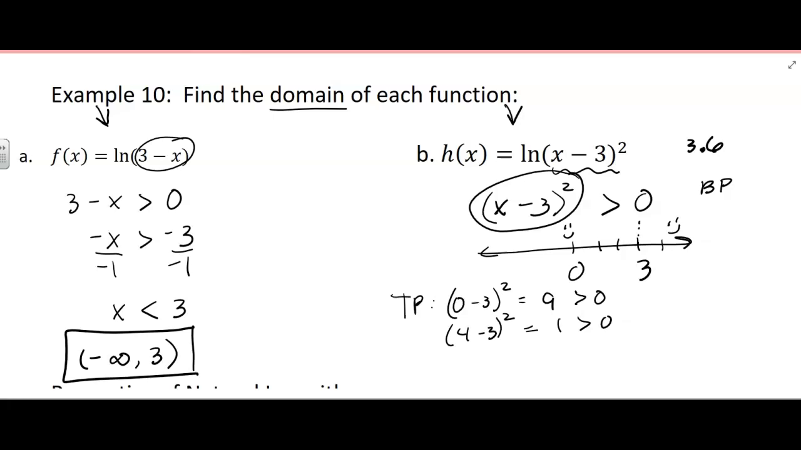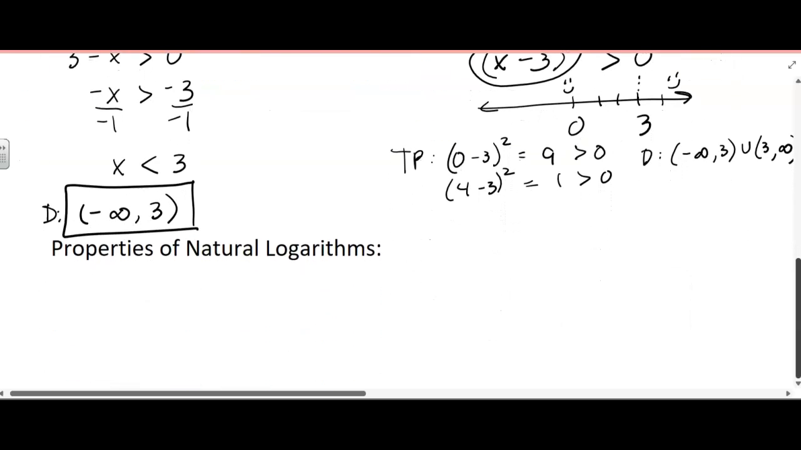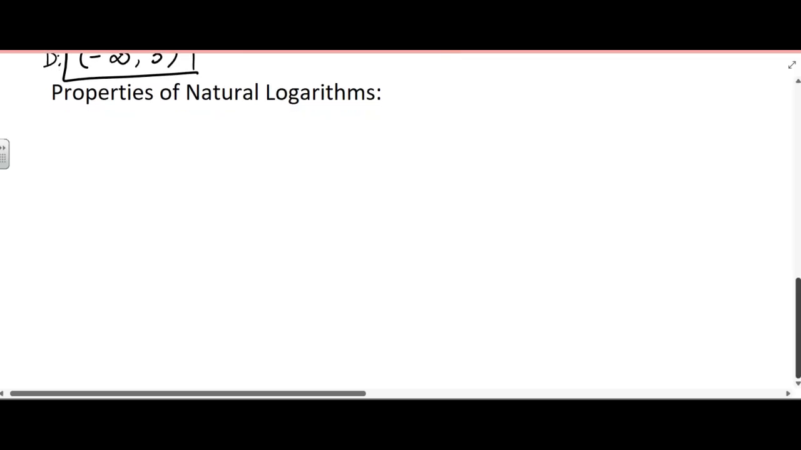The way we write that in interval notation, and some people miss this on the exam, but we need to write interval notation. The domain is going to be, oh, I didn't put a D for domain over here, sorry. Okay, the domain is going to be -infinity to 3 union 3 to infinity. Okay, so that's the domain. And again, it didn't really matter that it was a natural log.